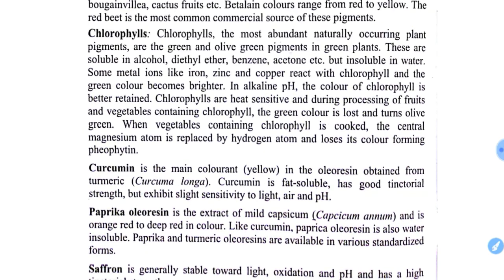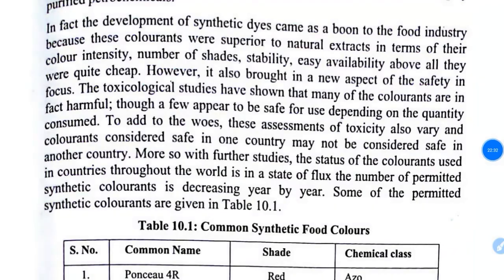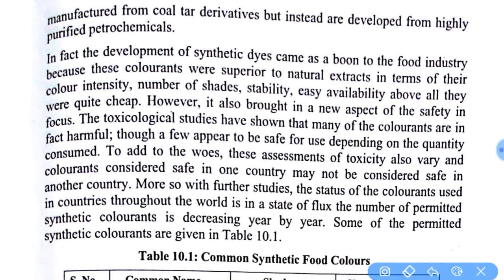Then curcumin, paprika, oleoresin, saffron, annatto. Annatto is also one type of color used in butter and cheese, and is obtained from a plant called Bixa orellana. Okay. Then synthetic colorants are generally developed from what? Petrochemicals. It was developed from coal tar dyes in earlier days, but because of some bad health effects it was stopped. Now it is from petrochemicals.